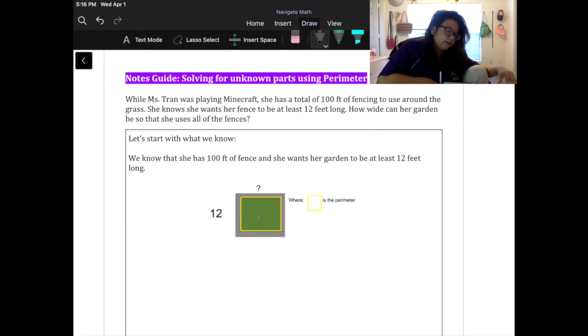So next, we just solved how to find unknown parts using area. This time we're solving for unknown parts using perimeter. What happens if they give you the perimeter instead of the area? While Miss Tran was playing Minecraft, she has a total of 100 feet of fencing to use around the grass. She knows that she wants her fence to be at least 12 feet long. How wide can her garden be so that she uses all of the fence?